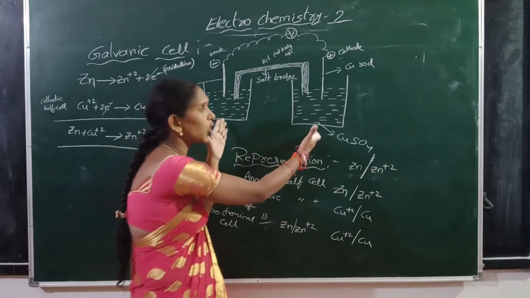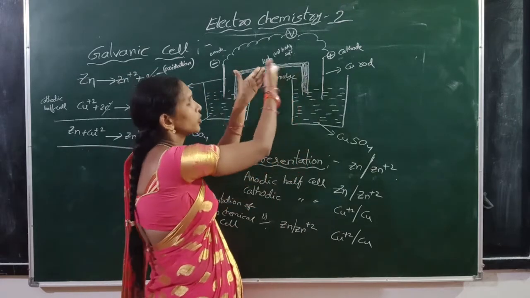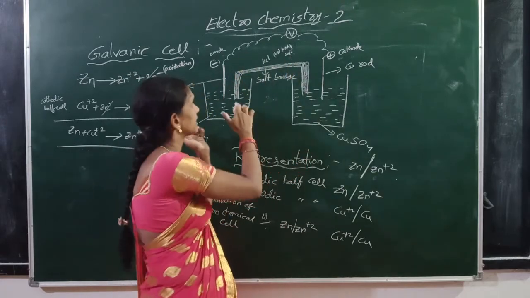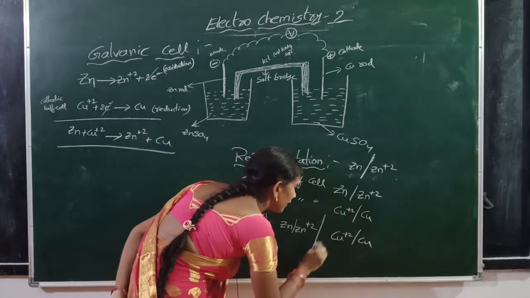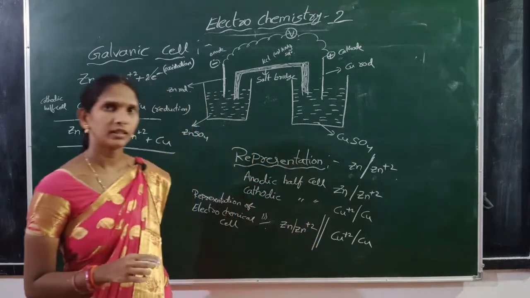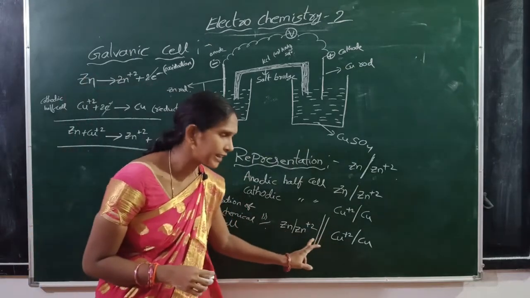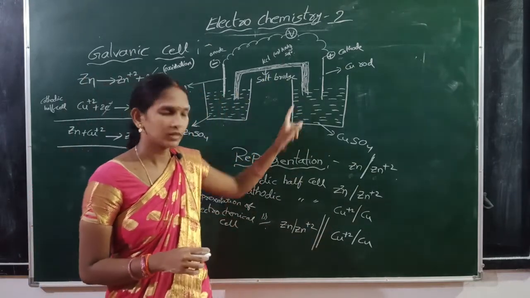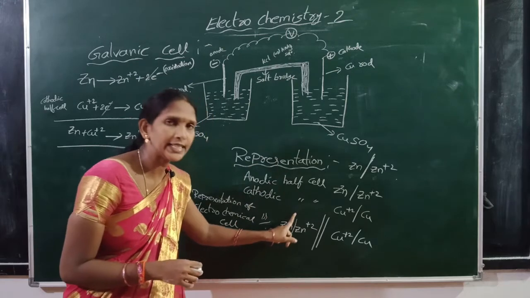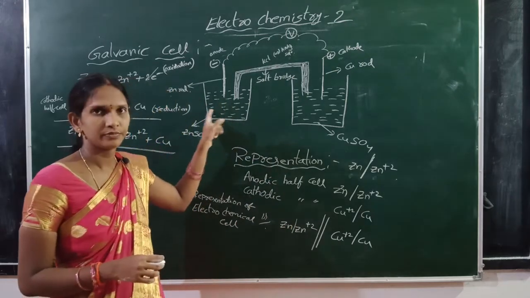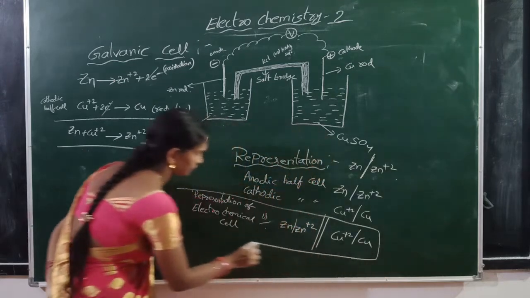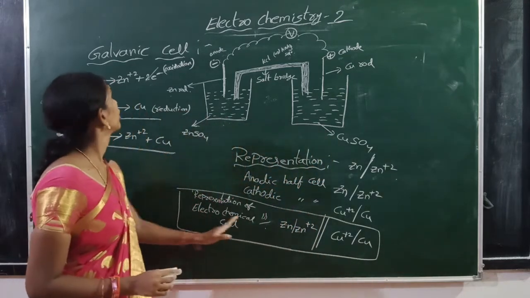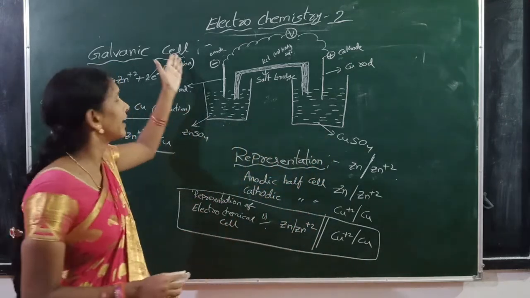These two half cells are connected by the salt bridge. This is the salt bridge. It is indicated with double vertical lines. The single vertical line indicates a half cell. This is the representation of an electrochemical cell or galvanic cell.